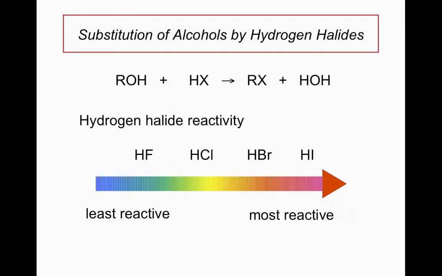Before looking at the mechanism of substitution of alcohols, let's talk about two factors that affect the relative rate of the reaction. The first factor that affects the rate is the nature of the halo acid used as a reagent in the reaction. From decreasing reactivity to increasing reactivity, we move down the periodic table from fluorine to iodine, with hydrogen iodide being the most reactive of the halo acids in this substitution reaction.